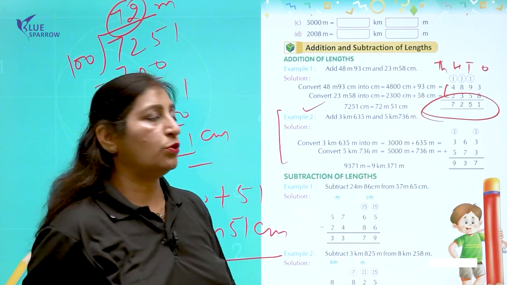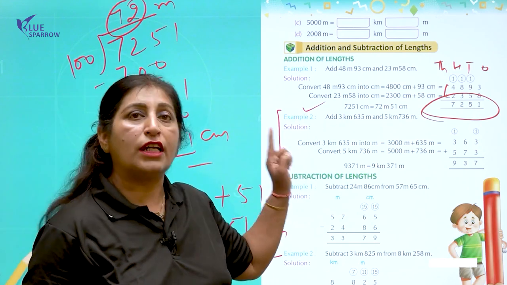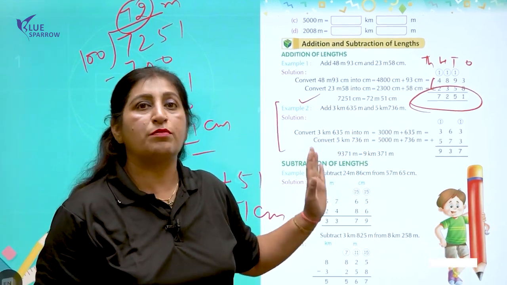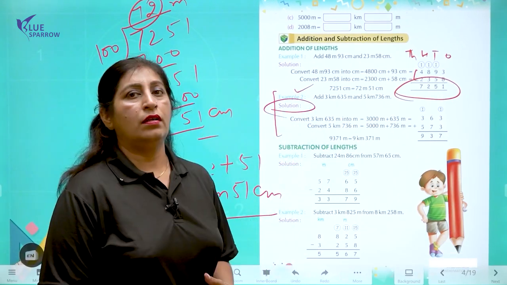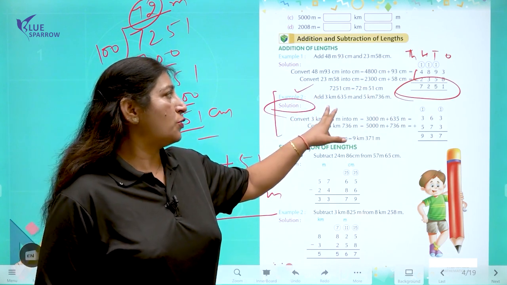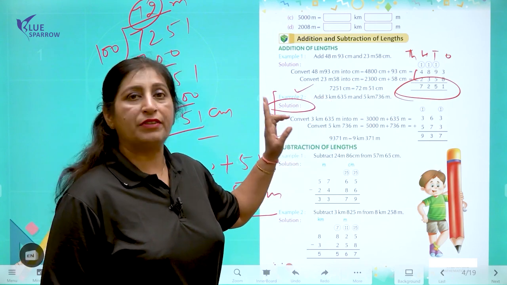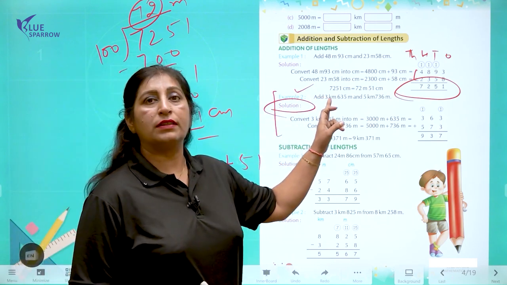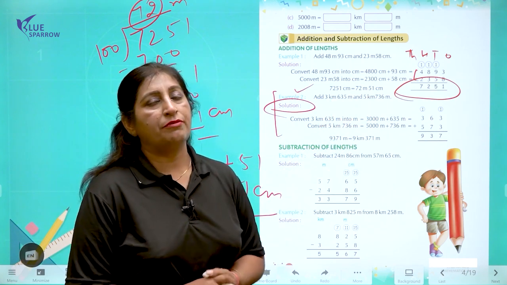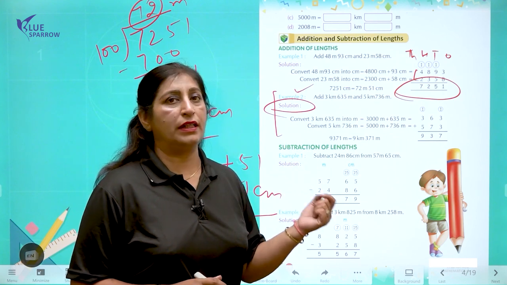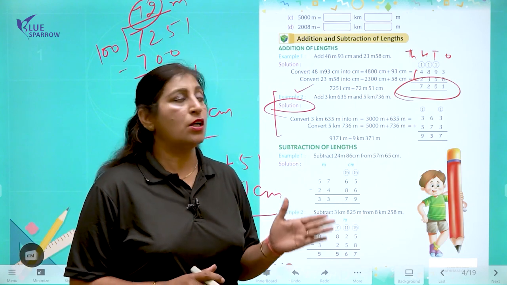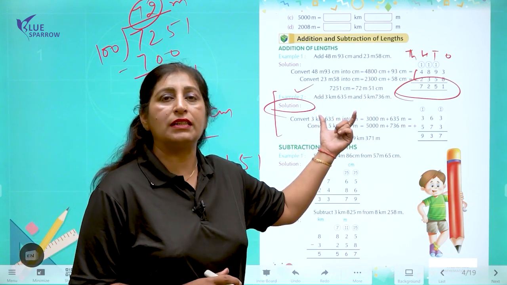Now let's do example number 2. Here again you are asked to add 3 kilometer 635 meter and 5 kilometer 736 meter. Now students, we would solve example number 2 here. Firstly, we would convert the given lengths into meters because between the two units, kilometer and meter, meter is the smaller unit.